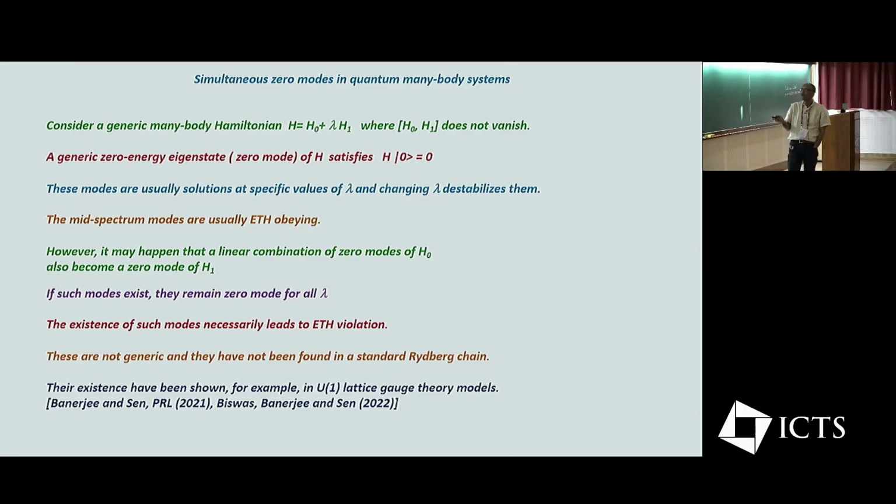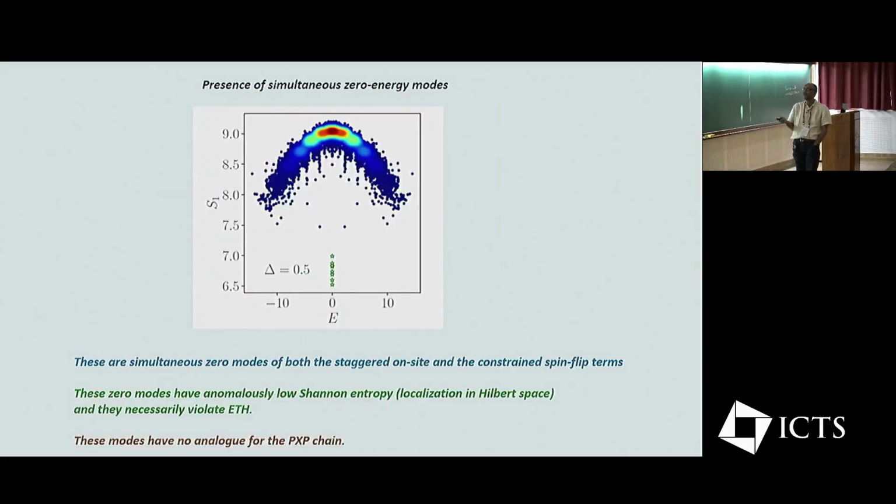These zero modes are not generic, and previously they haven't been found in a Rydberg chain. But here in the Rydberg ladder, we find some simultaneous zero modes, which are zero modes with very low Shannon entropy. The reason they have very low Shannon entropy is that typically it requires a very specific linear combination of the zero energy states, and they are well localized in Hilbert space. However, this doesn't mean that they are going to have a low entanglement entropy. Their entanglement entropy can still be volume law. Okay. So these zero modes are something that we find in this ladder, and we are still trying to understand their analytical significance.